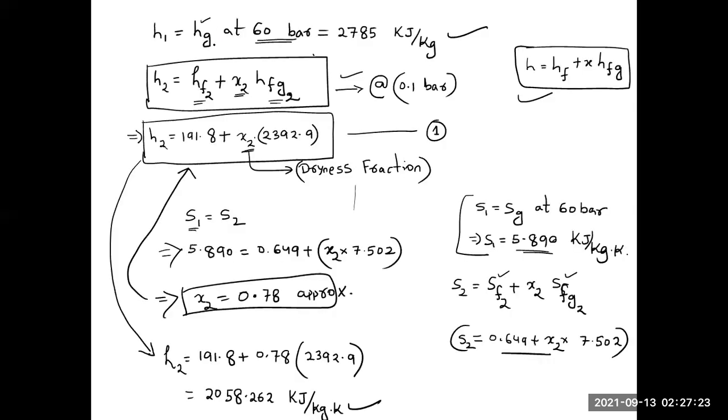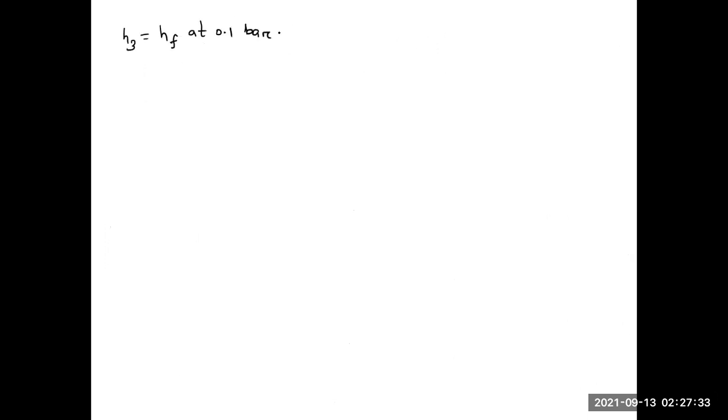First we will write it down here. So H3 equal to HF at 0.1 bar pressure. Okay, so at 0.1 bar, what is the value of HF? We have already calculated, that is 191.8. From the data book we have already calculated, which is 191.8 kilojoules per kg. Okay, so in this manner we have calculated the value of H3.